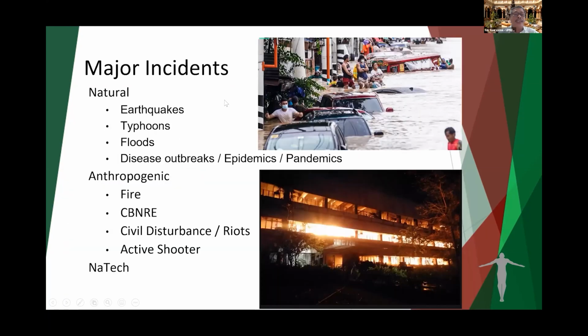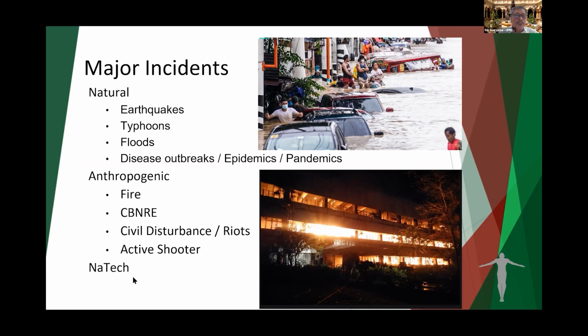Now, major incidents may be natural, such as earthquakes, typhoons, floods, or disease outbreaks like pandemics and epidemics, or they may be human-induced or anthropogenic, such as fire. This picture on the right here is the fire in UP Diliman Faculty Center. It may be CBRNE, that's chemical, biological, nuclear, radiological, and explosives. It may be civil disturbance or riots, or even active shooters.